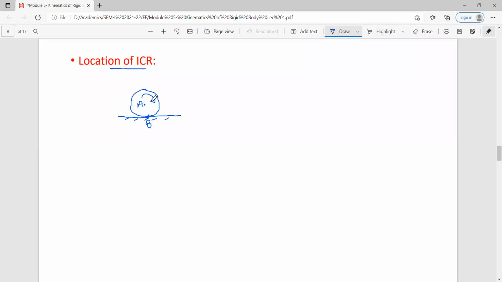About which point is the whole cylinder turning? The whole cylinder is turning about point B, not point A. So I will say that in this particular case, point B is the ICR. I should be able to locate the ICR very easily. That is required.